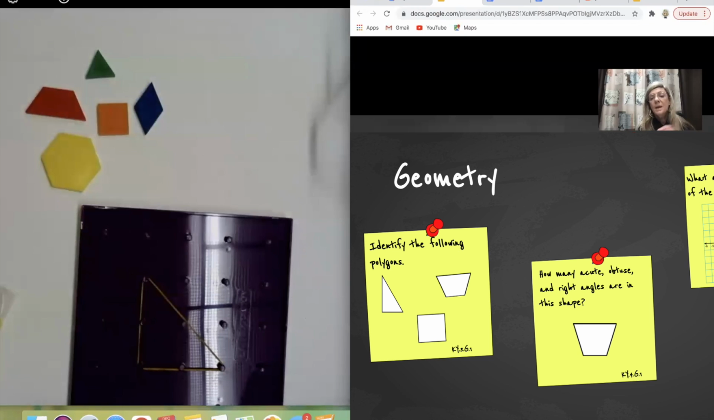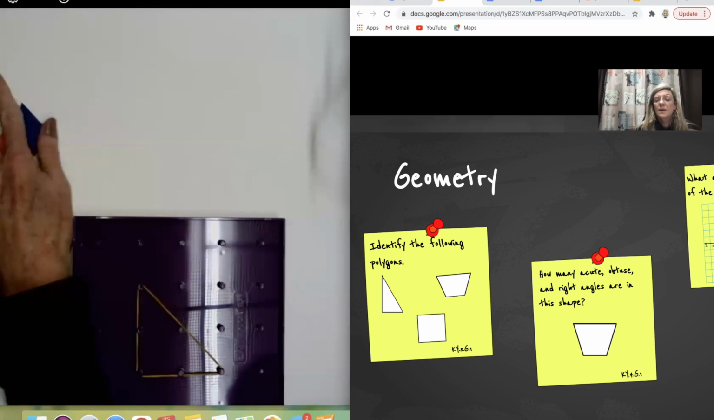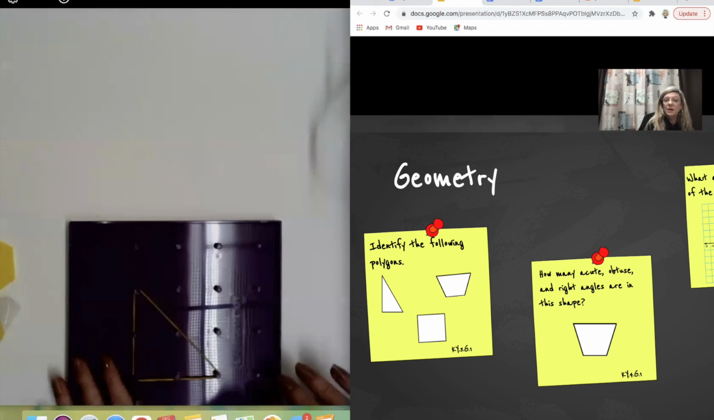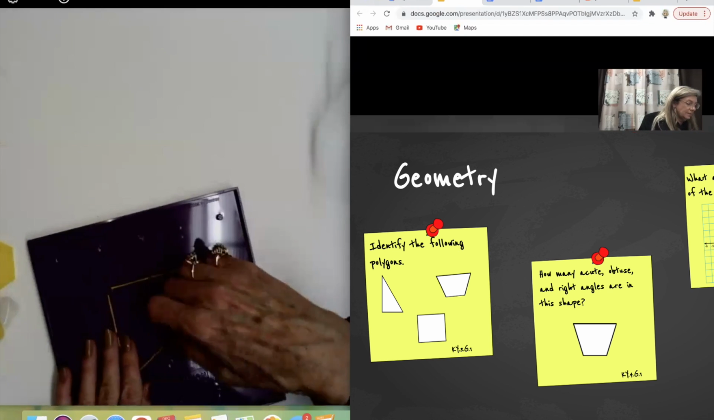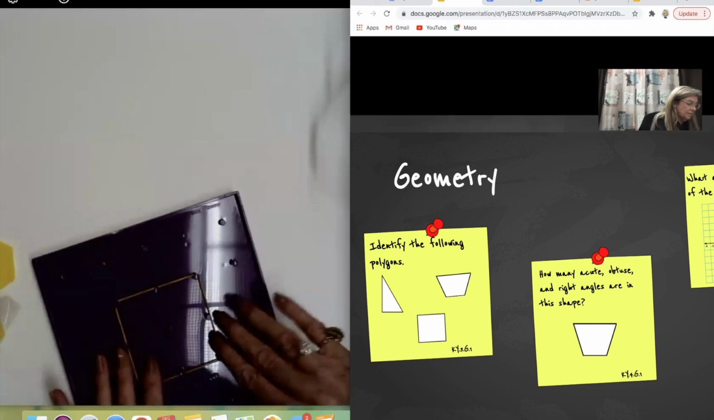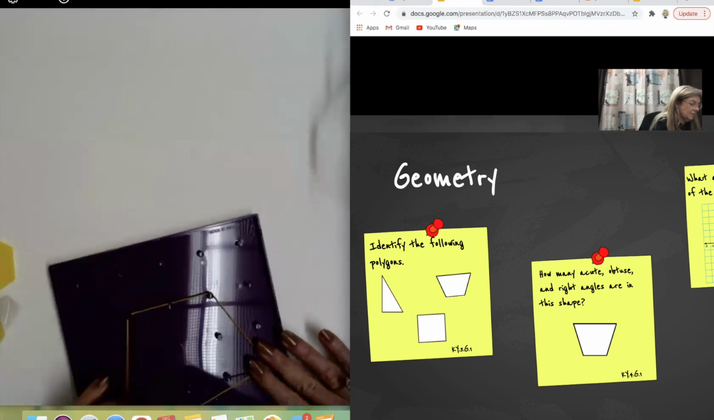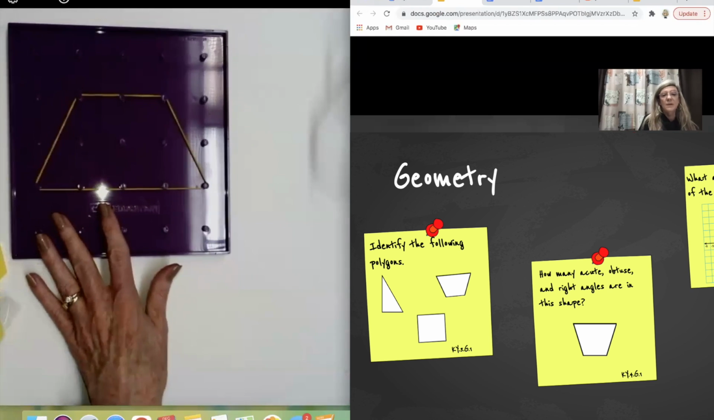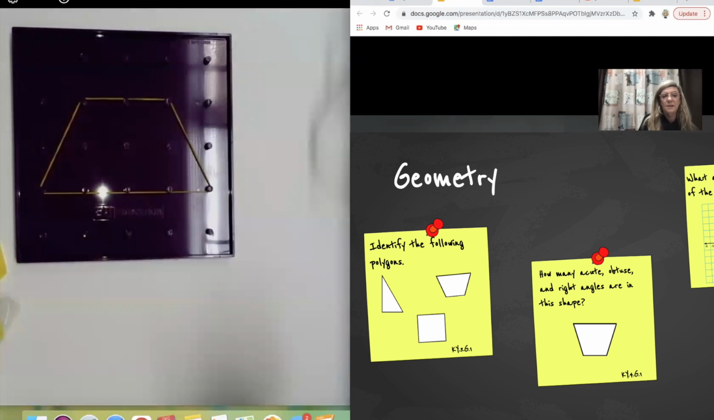All right. Now, our next one is the 4th grade standard. It asks how many acute, obtuse, and right angles are in this shape. Of course, I've given you the trapezoid. Let's go back to the trapezoid. Again, they can build it. You can show it to them, model it, and let them make it.